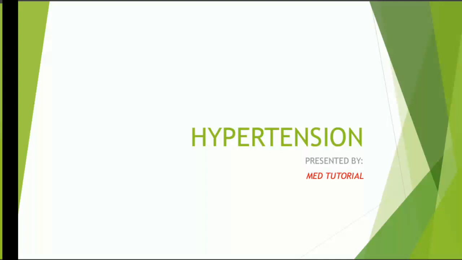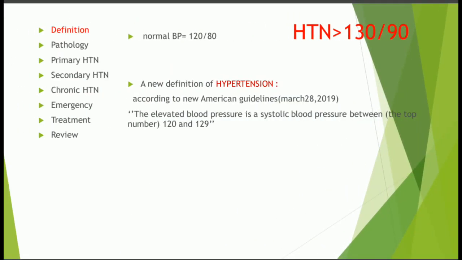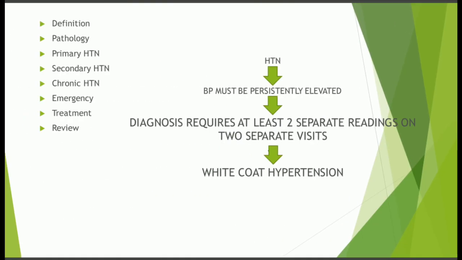Mid-tutorial presents hypertension. An elevation in blood pressure of more than 130 over 90 mm of mercury is known as hypertensive blood pressure. According to new American guidelines, elevated blood pressure is a systolic blood pressure, the top number, between 120 and 129 mm of mercury.